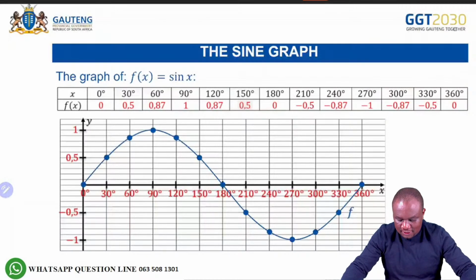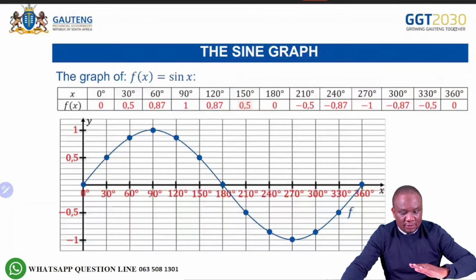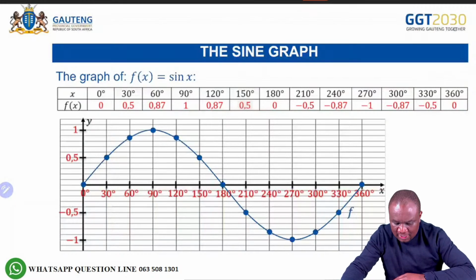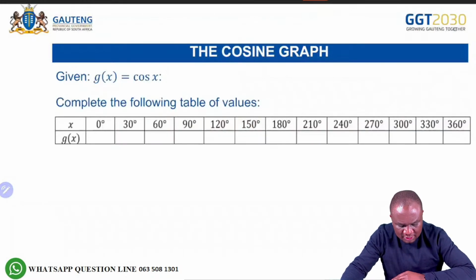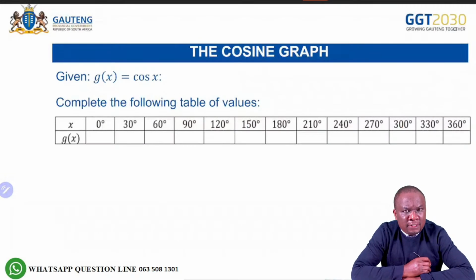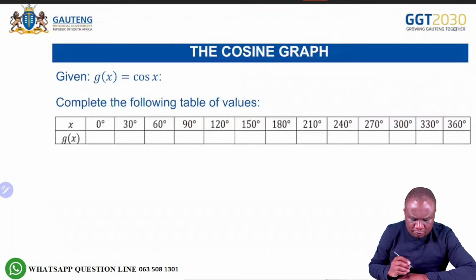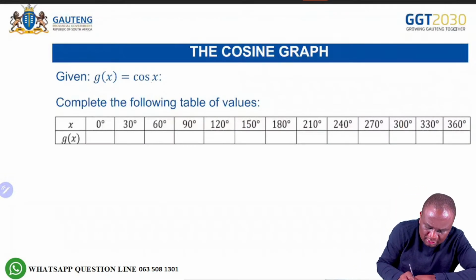Welcome back. Now we're going to the cosine graph. Have your sine graph with you there. We're going to compare them at the end. Right, so let's look at the cosine graph. We are going to fill in the table in 3 minutes. I'm going to give you 3 minutes. Again, let's use the same thing.